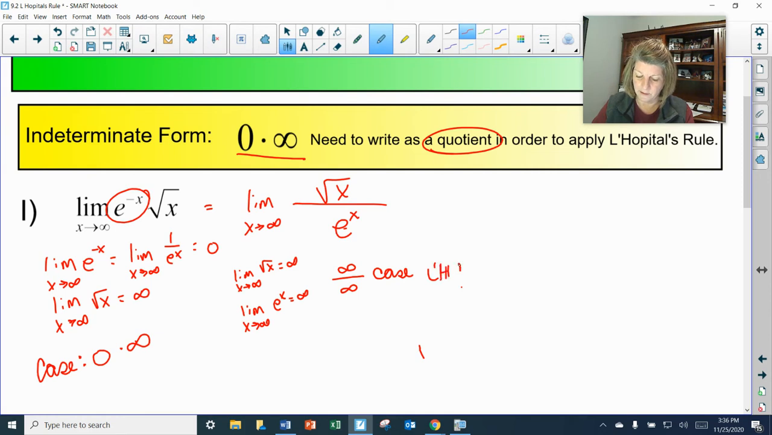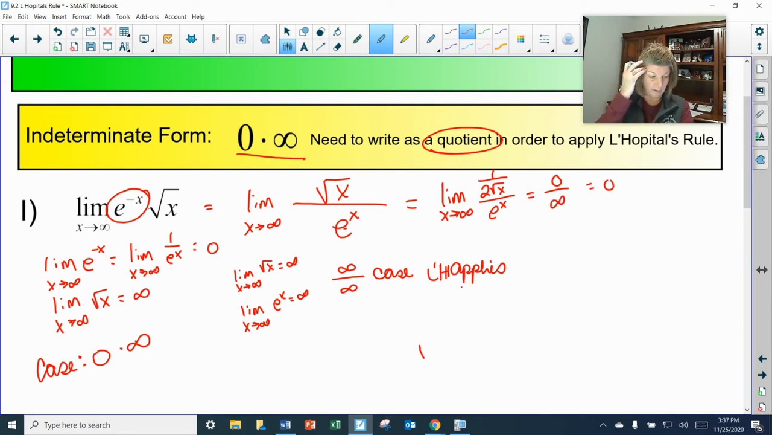So let's go into derivative of top and bottom. Limit as x goes to infinity. Derivative of square root x is 1 over 2 square root x. And the derivative of e to the x is e to the x. If I put infinity into x on top, I would have 1 over huge. That's going to drive to 0. 0 divided by e to the x, which is a number, is still going to be 0. So I'm going to get 0 on this one.